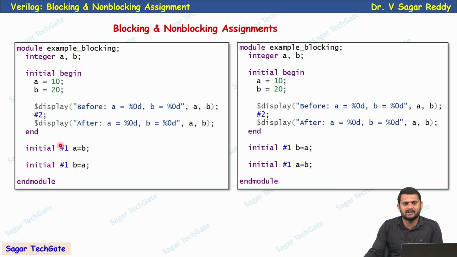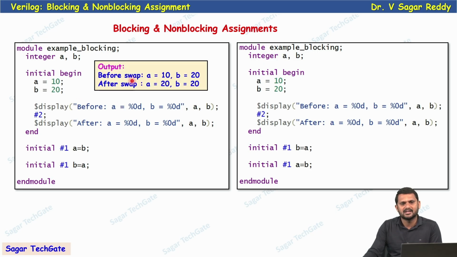Assume that this initial block will execute first, but we need to wait until here. What is the delay? #1, nothing but a 1 time unit delay. We should wait 1 time step here. Clear? So here also we need to wait 1 time step. Then coming to the initial block, there is no time delay, 0 simulation time only. Now it assigns A equal to 10, B equal to 20, then it displays. What is the output here? Before swap A equal to 10, B equal to 20.